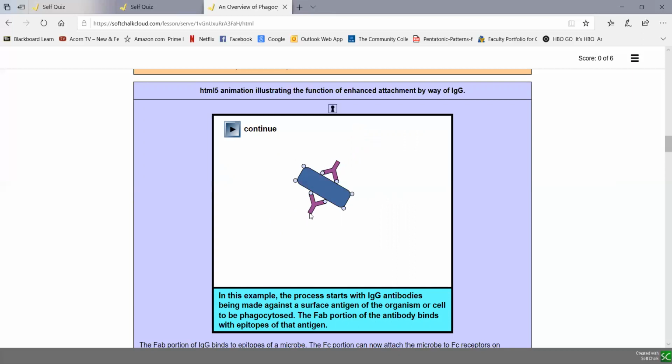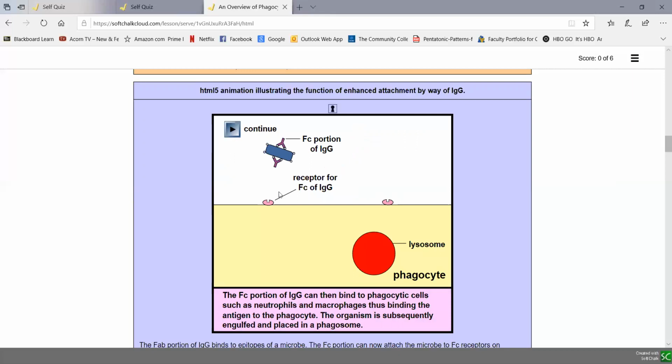And then the FC portion of the antibody then binds to FC receptors for IgG on the surface of phagocytes, so that the antibody is acting kind of like a superglue to specifically stick that microorganism to the surface of the phagocyte.